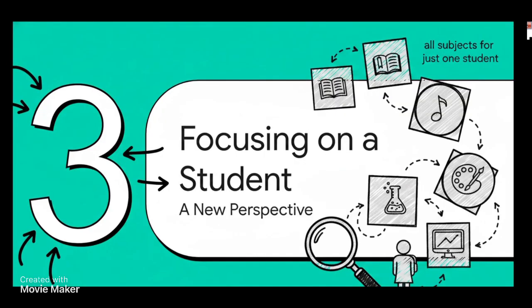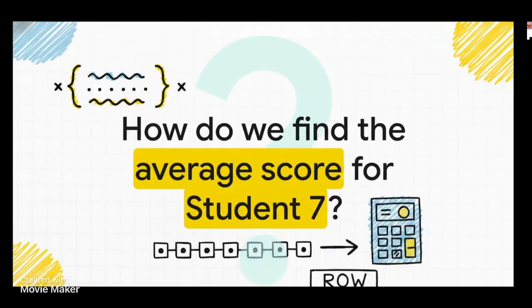Awesome, we've tackled columns. But now, what if we flip it on its head? Instead of looking at one subject for all the students, let's look at all the subjects for just one student. So next up, how do we find the average score for just one student, say student 7, across all of their subjects? This time, we need to grab their entire row of data.